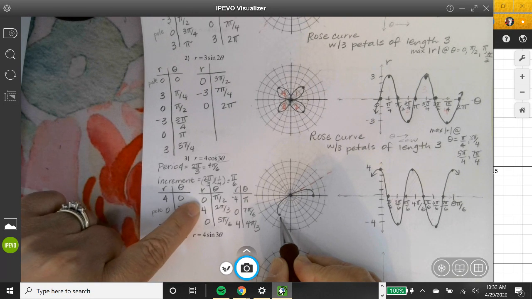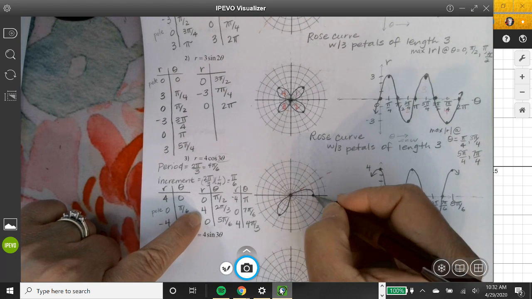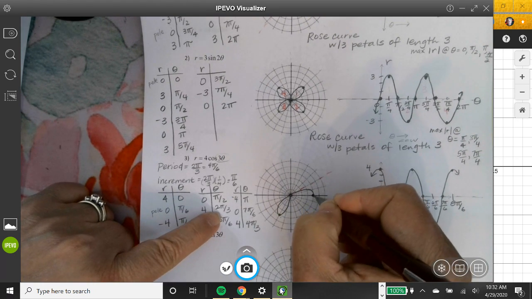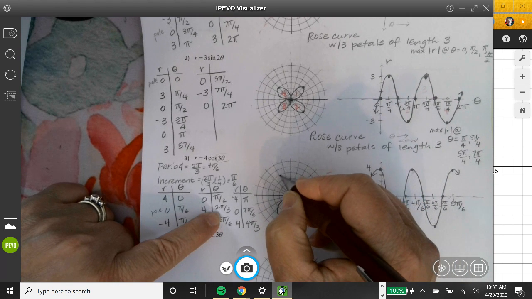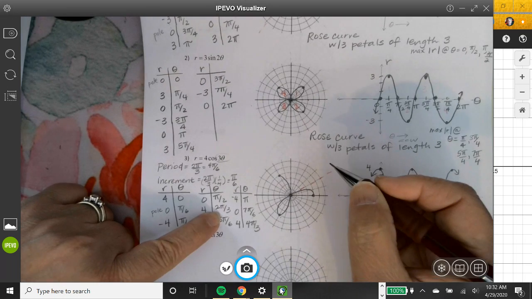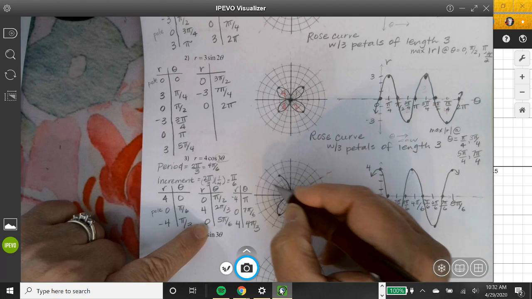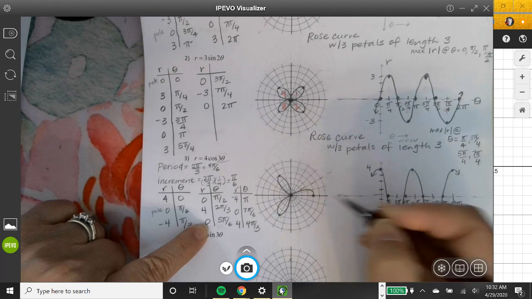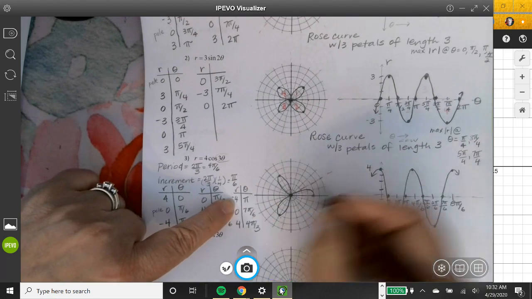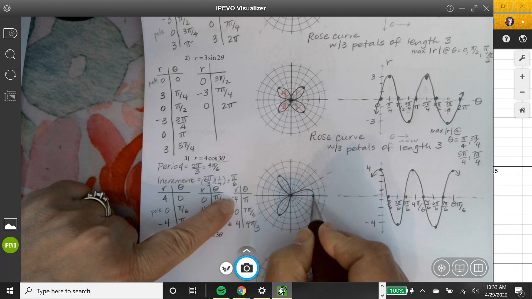Then I got to go back to the pole before I get to pi over 2, which is down here. Then I go out radially 4, and then I have to rotate to the next point, which is at 2 pi over 3, which is right here. There we go. And then I go back to the pole before I get to 5 pi over 6, which is right here. And then I go negative 4, 1, 2, 3, out radially, and then I rotate pi. So I'm going to pass through the pole and then hit pi.